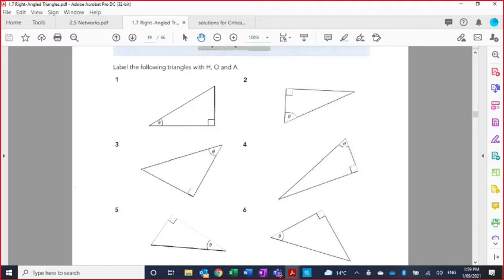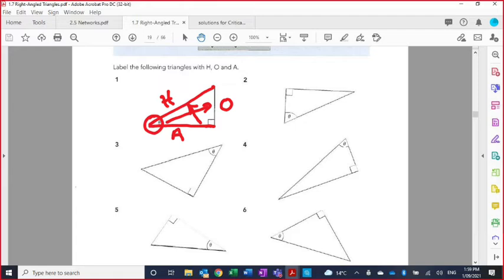If you look at one, the key is always the angle that you're working with. The side straight across from it is the opposite. The side that touches it is the adjacent, and the side that's straight across from the right angle is the hypotenuse.